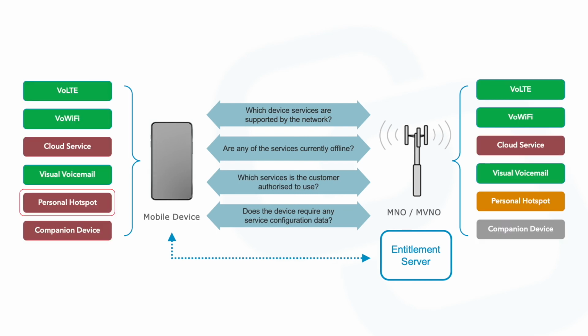In the example here, Voice over LTE, Voice over Wi-Fi, and Visual Voicemail are all supported by the network and currently operational, and so they are enabled in the device. Cloud service is supported by the network but is currently offline. Personal hotspot is also supported by the network, but the customer is not yet authorized to use it, and companion device is not supported by the network. This means, therefore, that cloud service, personal hotspot, and companion device are all set to disabled in the device.